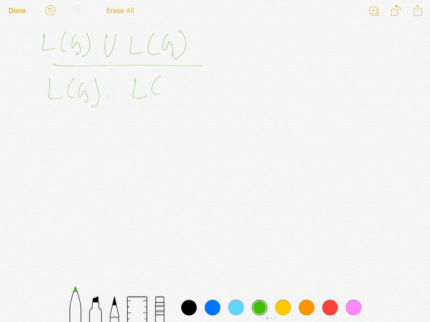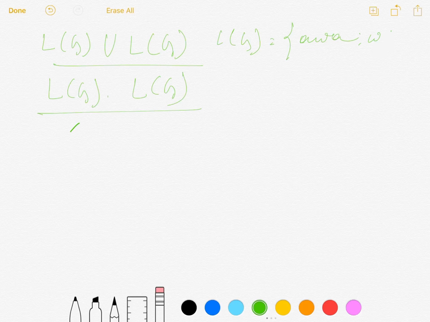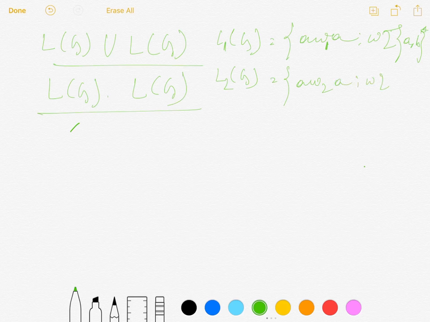Lg concatenation Lg is also a regular language. We can prove this with the same problem, because we have already said that Lg equals A omega A, where omega belongs to (A, B) whole star. Now another Lg will be the same thing. Better, if we say that this one is L1g and this one is L2g, then it will be omega 1 and omega 2, because the contents of omega may be different in both cases.